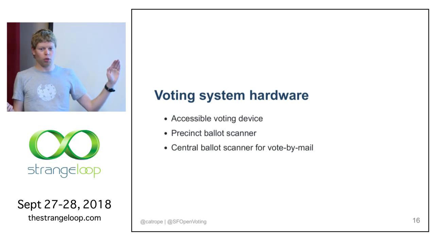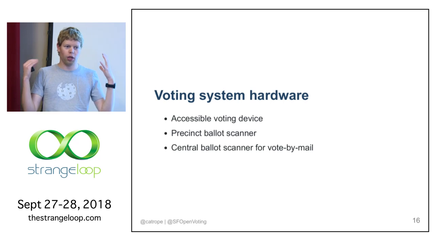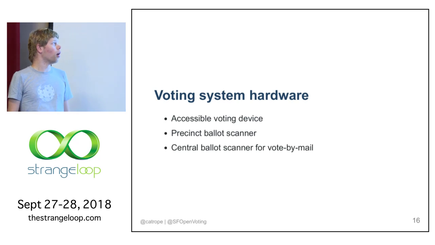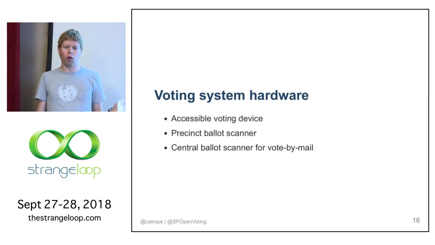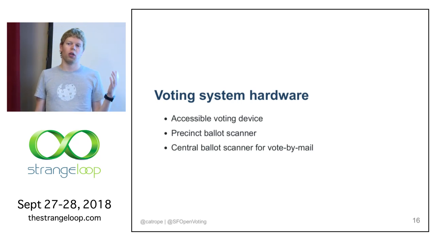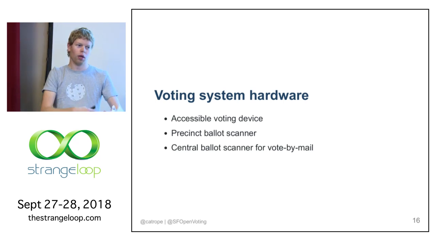Is you need an accessible device, and that's the hardest part. You need a thing and software with headphones and a big push button and magnification and all that kind of stuff. You need a ballot scanner that you put at your polling places that voters will feed ballots into, and you need a central ballot scanner for your vote by mail ballots where you can just put stacks of ballots in and they'll just go through them at high volume.